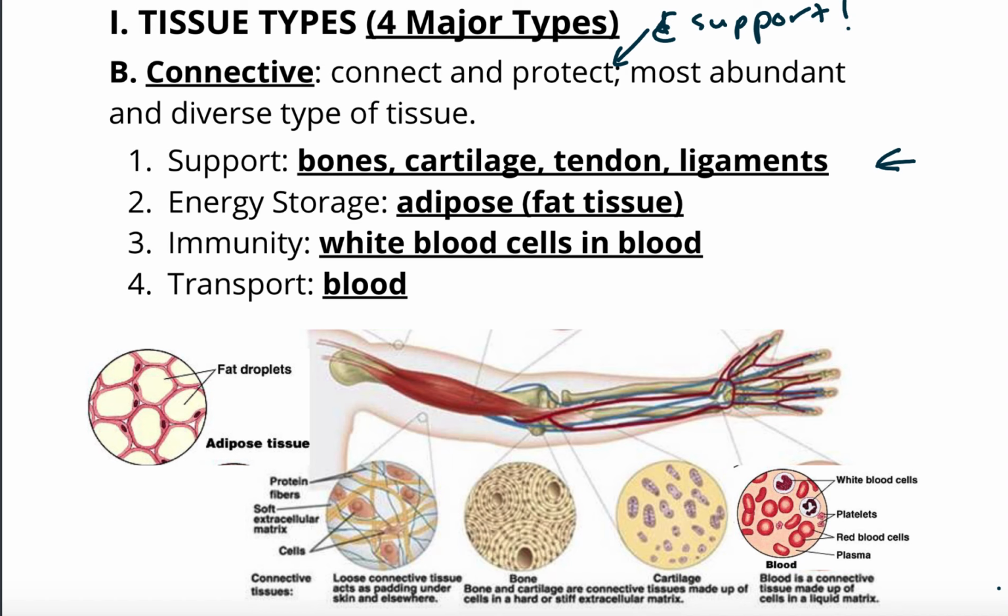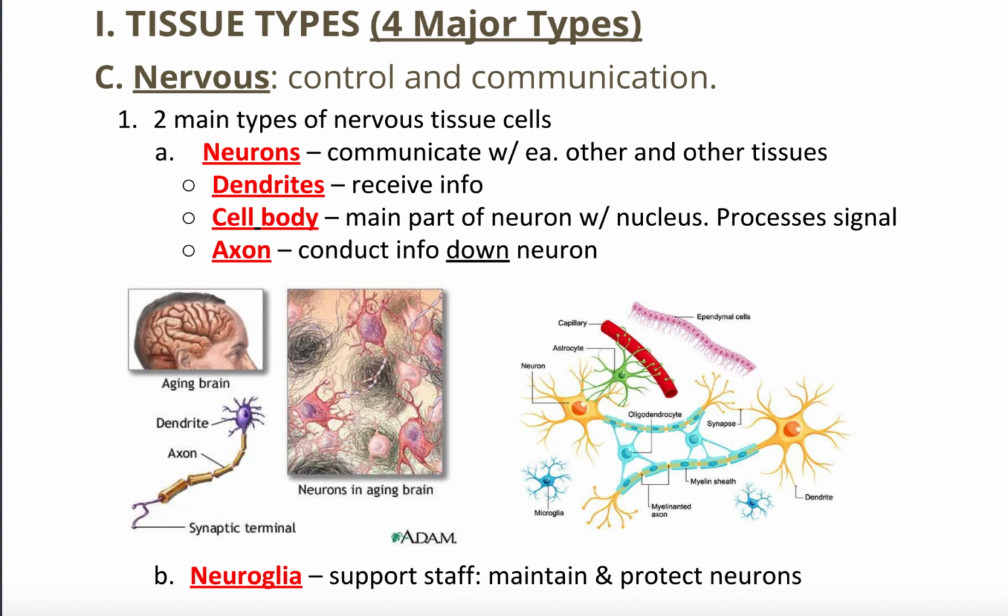Okay, let's move on to the third major type of tissue, nervous tissue. Nervous tissue we'll go way more in depth on when we learn about the nervous system, but nervous tissues are involved in control and fast communication, particularly through electrical signals. A functional type of nervous tissue is neurons. Their job is to communicate with each other and other tissue types. So neurons kind of are the main rope, and they can stretch throughout your entire body.